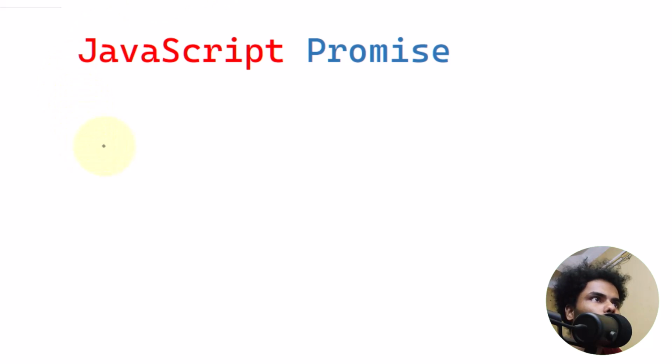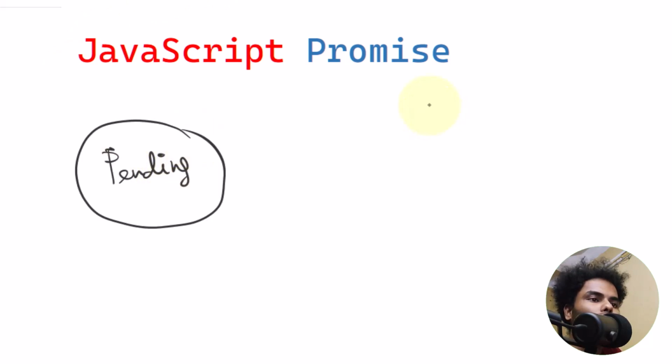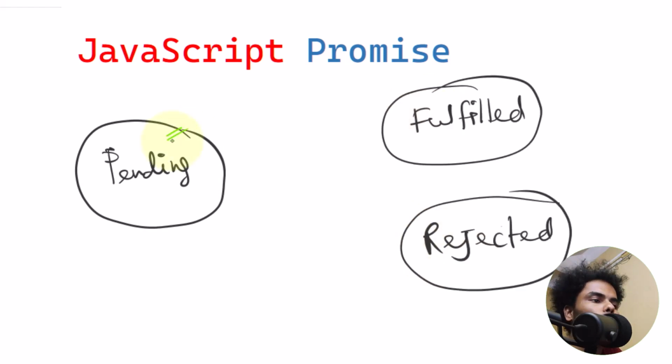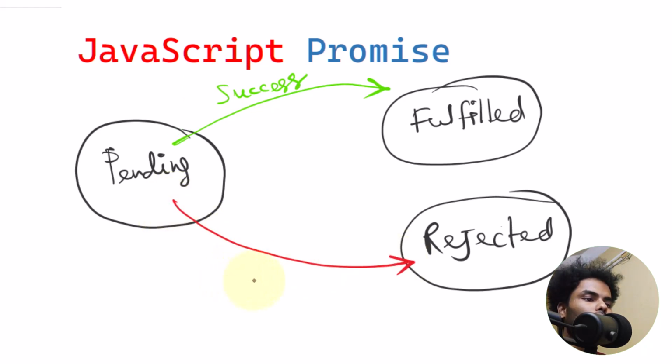First of all we have the pending state, which is the initial state, and also we have the fulfilled state, and also the rejected state. So pending is the initial state. We can go from pending to fulfilled whenever the operation is successful, and we'll go from pending to the rejected state if the operation failed.